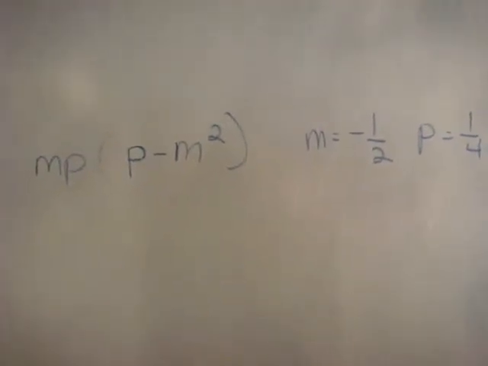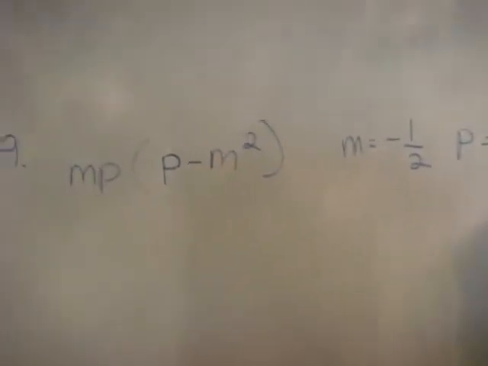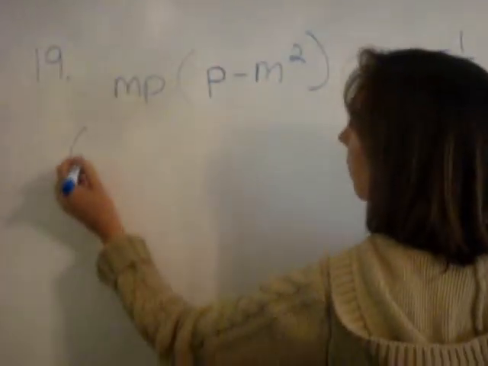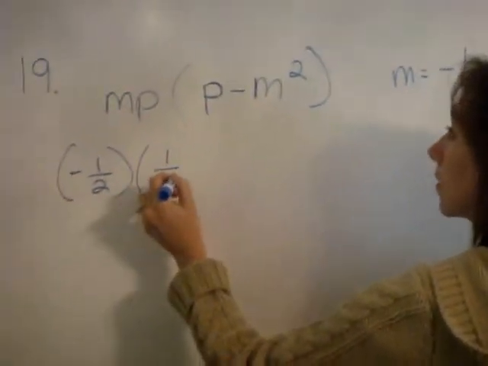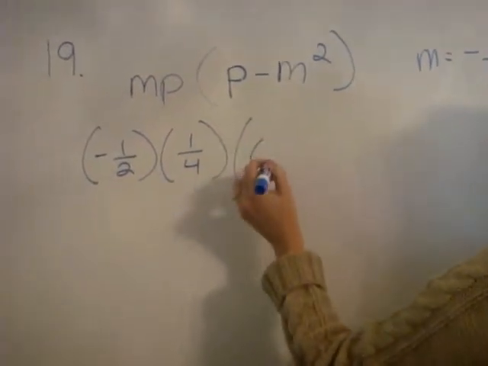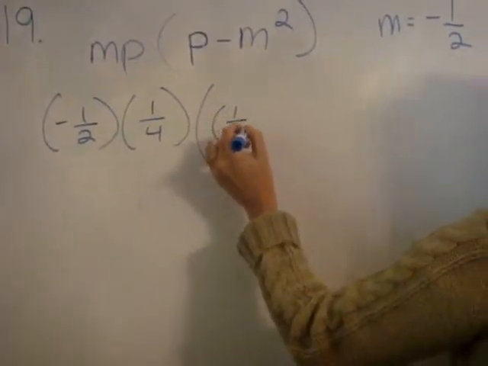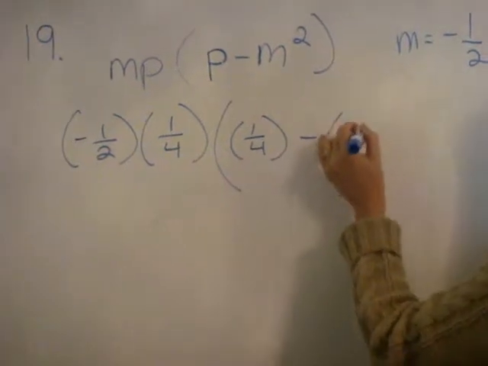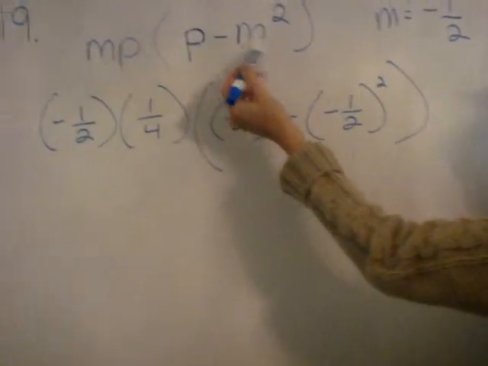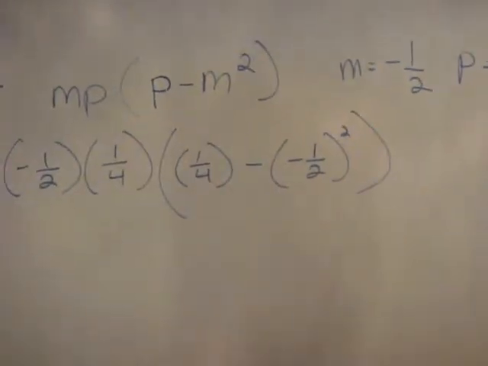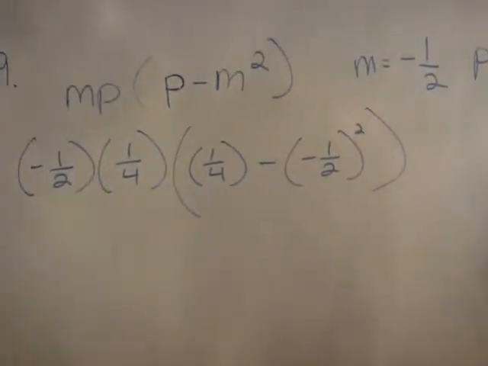If you use your parentheses, it makes it clearer and you'll make a lot less mistakes. So I'm going to have a -1/2. P is 1/4. Then we're going to use our parentheses. 1/4 minus -1/2. I kept my parentheses even though I could do this in my head. I didn't want to make any dumb mistakes.